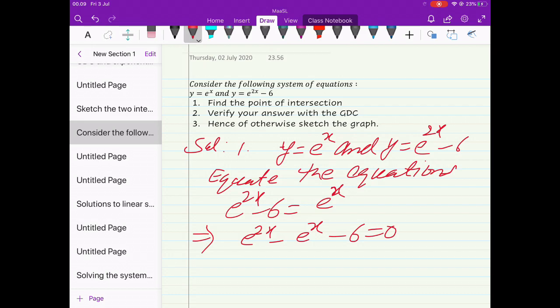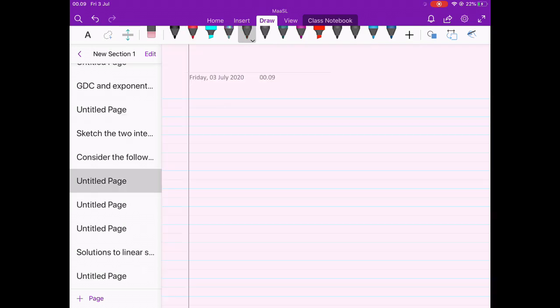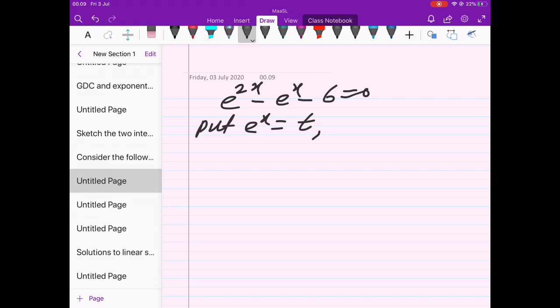So rearrange: e raised to power 2x minus e raised to power x minus 6 equal to 0. Factorize directly, or we can substitute and then factorize. That can also be done. So we can write (e raised to power x) whole square minus e raised to power x minus 6 is equal to 0. Put e raised to power x equal to t. Therefore, equation number 1 gives t square minus t minus 6 equal to 0.